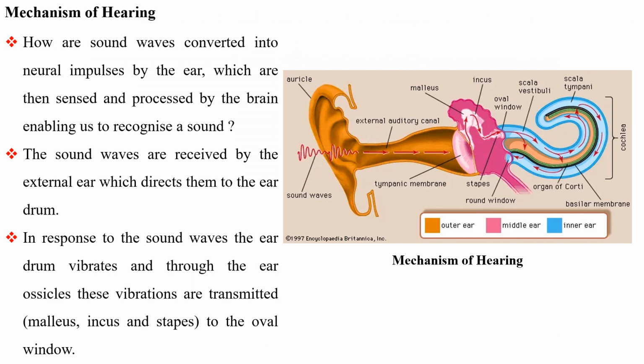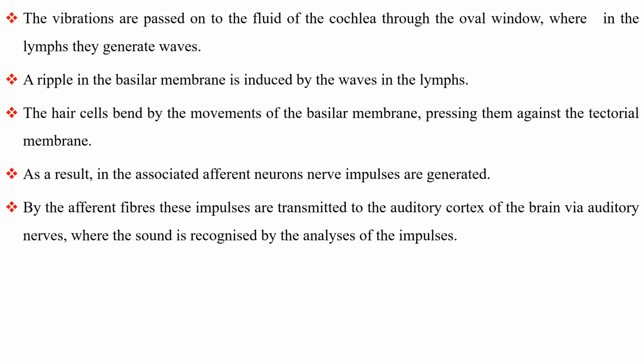How are sound waves converted into neural impulses by the ear, which are then sensed and processed by the brain, enabling us to recognize a sound? The sound waves are received by the external ear, which directs them to the eardrum. In response to the sound waves, the eardrum vibrates, and through the ear ossicles, these vibrations are transmitted to the oval window.